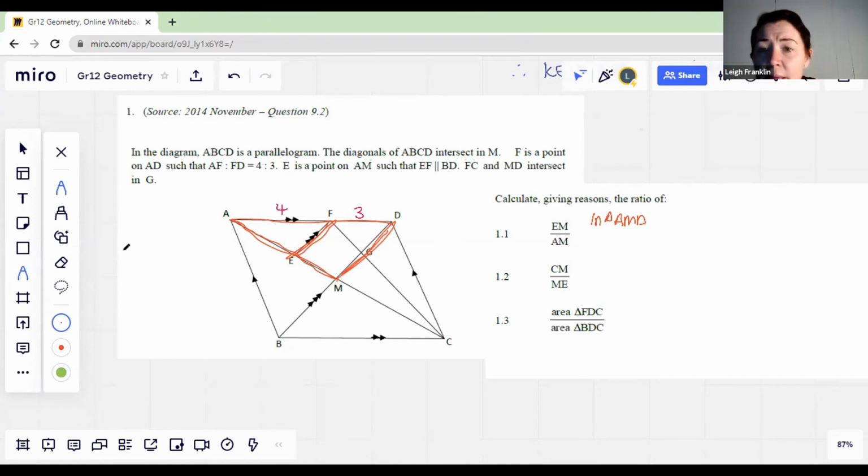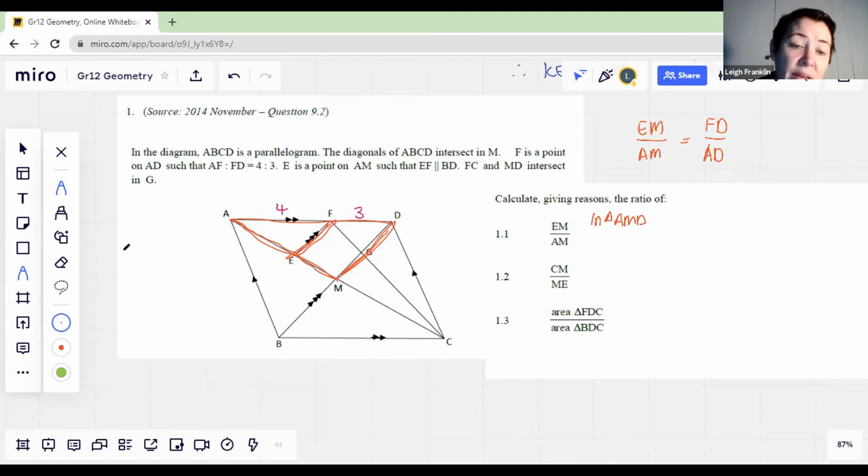Okay, so EM over AM. EM is this little bit on this side. That's the same as FD on that side. So it's equal to FD over AM, the whole side. So here we want the whole side AD. I think that's what you said. I'm not sure, I didn't hear properly. Is that correct? Okay, so EM over AM equals FD over AD. Quite right, Chad. That's exactly correct.